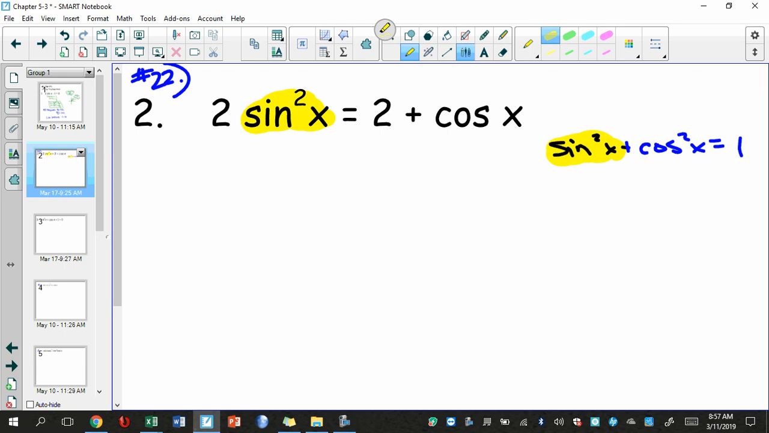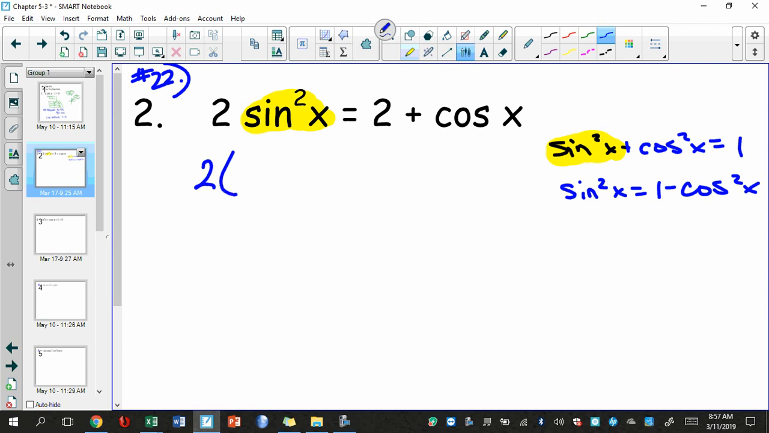So what I want to do is take this identity, sine squared plus cosine squared equals 1, and solve it for what? For sine squared. So sine squared of x is equal to 1 minus the cosine squared of x. What does that mean I can do with that trig identity? I can plug and chug the expression of 1 minus cosine squared in for sine squared.